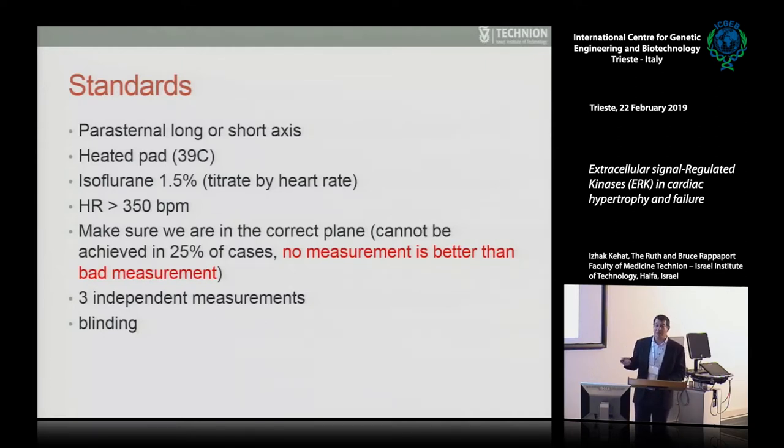We do three independent measurements. I use it by hand, so I make the measurements. I take off the transducer, I put it back on, I look for the angle, I make a measurement again, I do it three times.